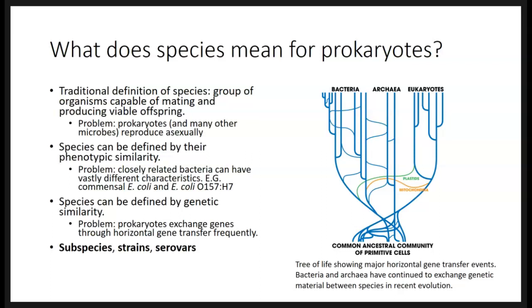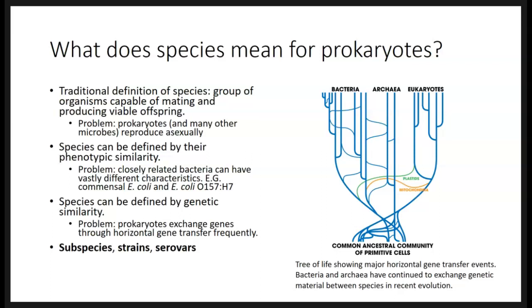We could also define a species by the genetic similarity of a group of organisms. But we know that prokaryotes especially are capable of exchanging genes through horizontal gene transfer, and we've seen many, many instances of this throughout evolution. So different species of organisms might exchange genetic information between their groups. So we do use the concept of species to talk about bacteria and archaea.